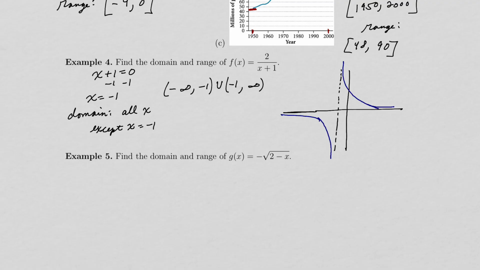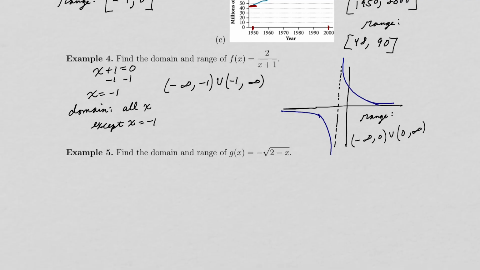So for the range, it's going to be all y's except 0. Because this never actually touches, it just becomes closer and closer. It's called asymptotic. It never touches 0, and this never touches 0 from the negative side. But any other y is fine, right? So how do I write all y except y equals 0? Well, in interval notation, it'd be from -infinity to 0, but not including 0, union from 0 to positive infinity. That would be the range.